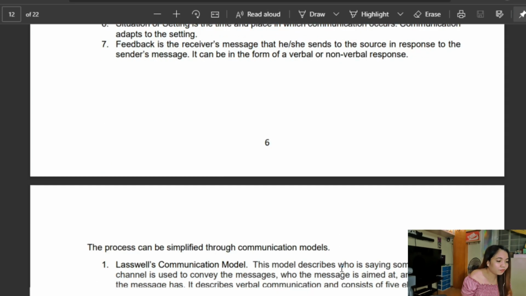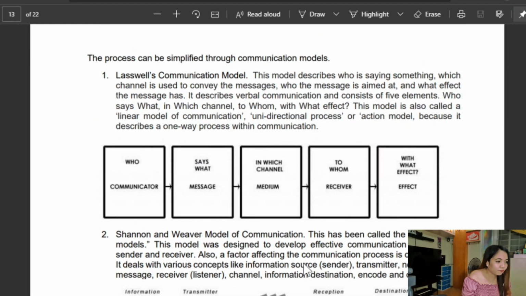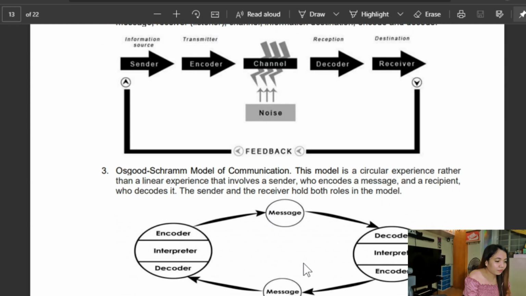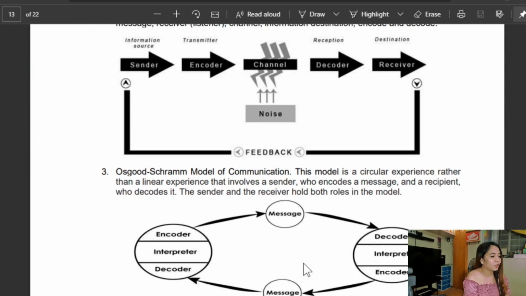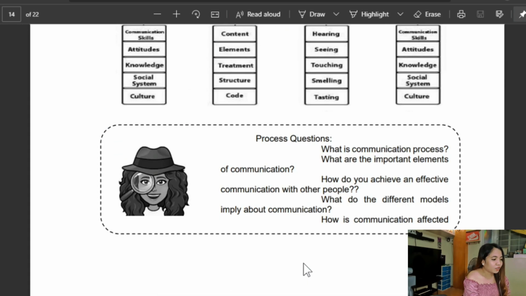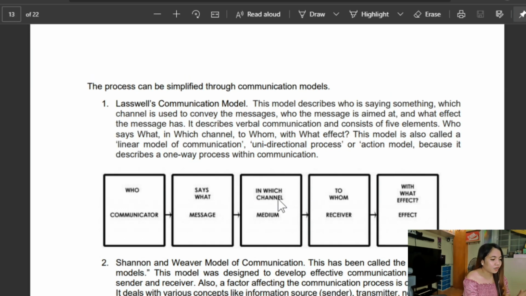Okay, let's move on to the different models of communication. You might be asking, why are there so many models of communication? Actually, these are just the same in many ways, but the only difference here is the focus. What is the focus of the following communication model?